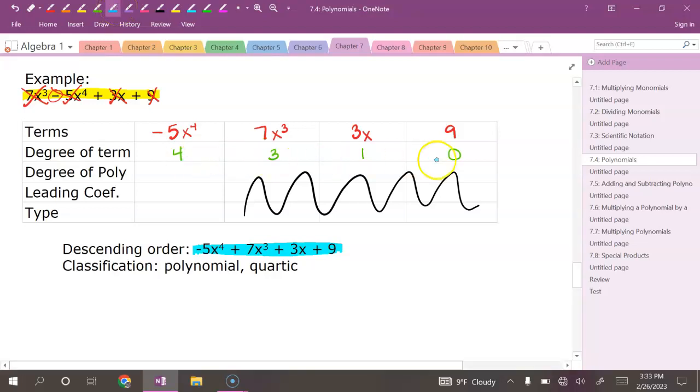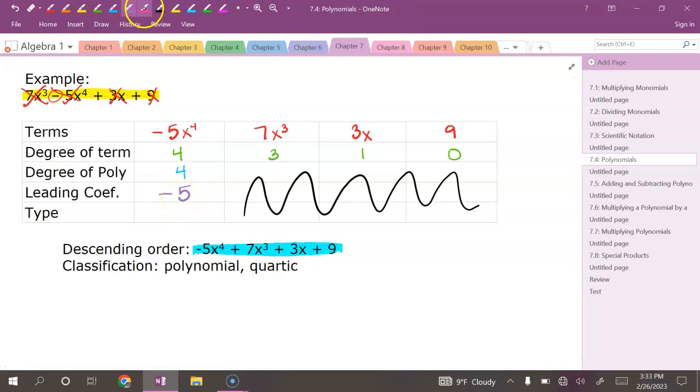Looking at those degrees of the terms, the biggest one is 4, which is, again, why I put it first, because I want that biggest degree to come first, so that I can just kind of isolate all of my thinking to this first column. So my degree of my polynomial is going to be that 4. Your leading coefficient is going to be that number sitting in front, which is a negative 5 for this one.